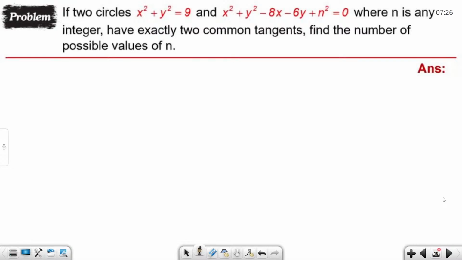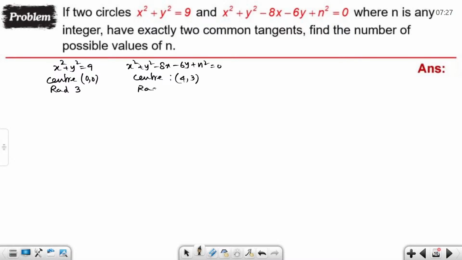The question is, if two circles are given. For the first circle, we have the center at 0, 0 and radius 3 units. And for the second circle, we are having its center at 4, 3 and radius root over 16 plus 9 minus n square. That is root over of 25 minus n square.